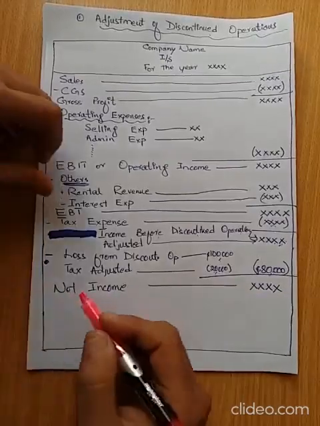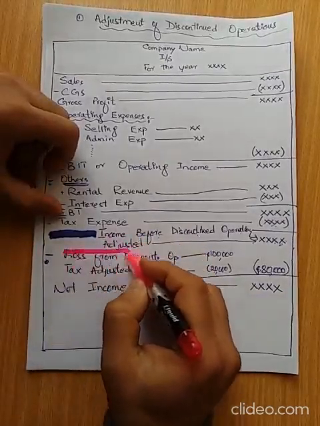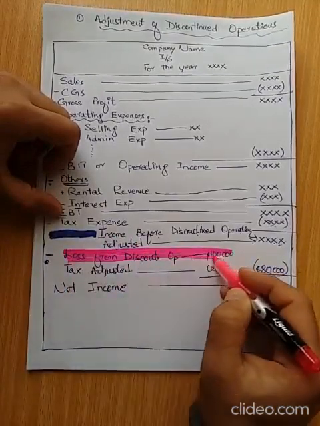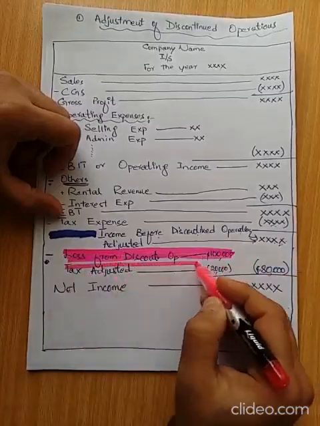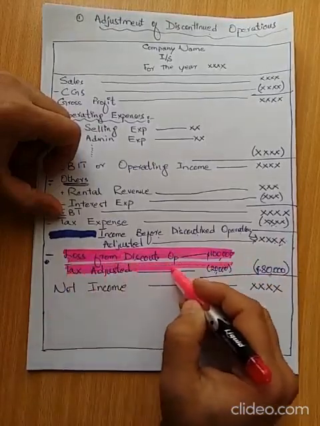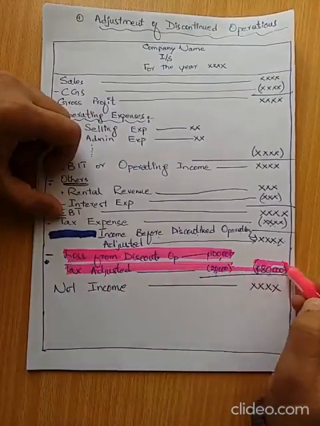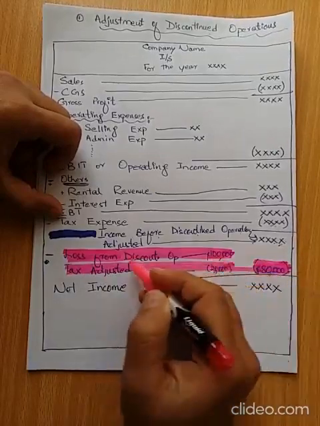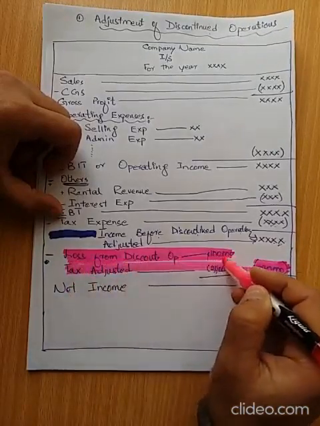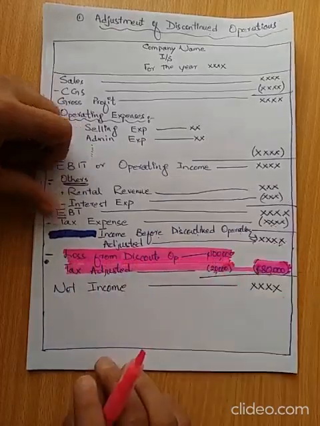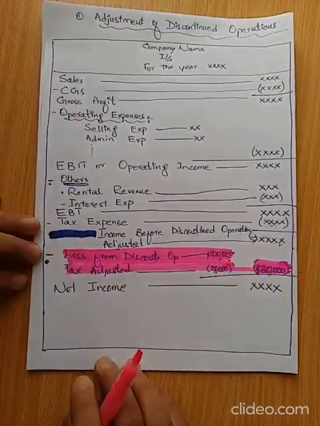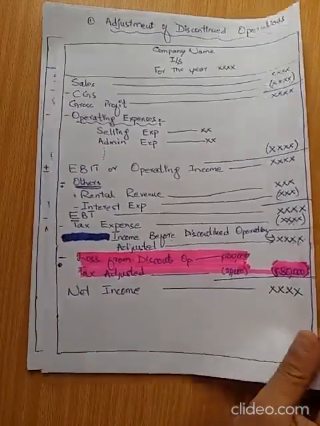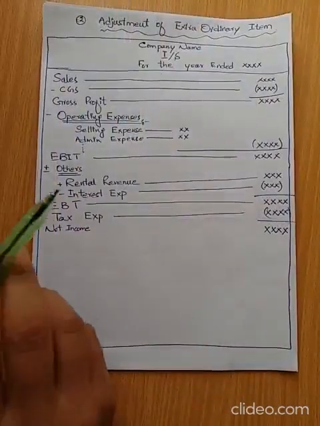So I hope you got the point. I would just highlight this portion for you so that you can remember it: this is our adjusted area. This highlighted portion is the place where we will always adjust if we have any discontinued operations present in our organization. Okay, I hope you got the point related to discontinued operation. Let's continue and talk about the next item, which is extraordinary item.